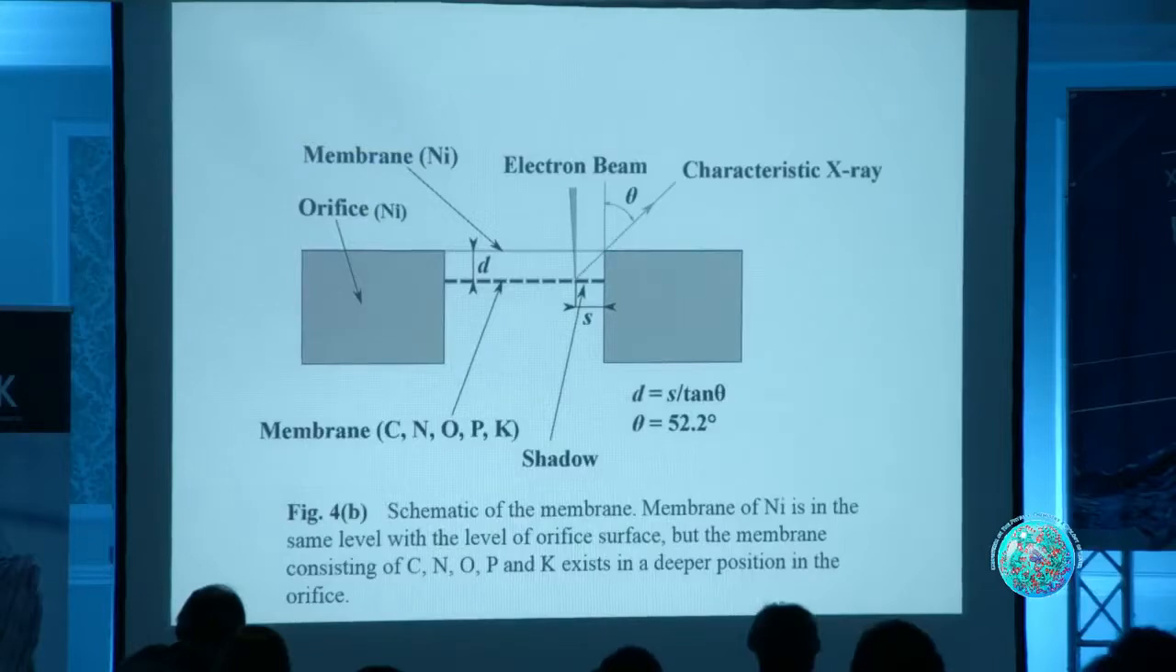This slide shows the schematic of the membrane. Membrane of nickel, Ni, is at the same level as the orifice surface, but the membrane consisting of C, N, O, P, K exists in a deeper position in the orifice.